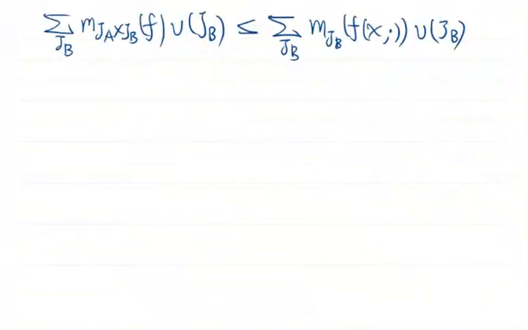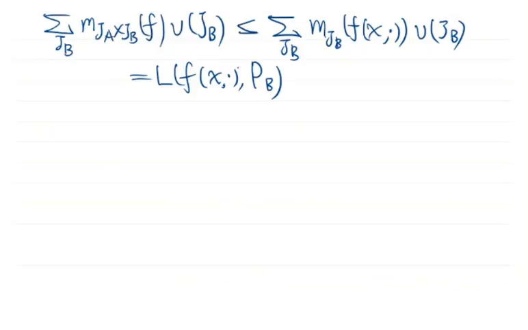So this result, the right hand side, what's the left hand side? The left hand side is a lower sum because it is an infimum. So the right hand side is the lower sum of this function of y, with respect to the partition of B, P_B.